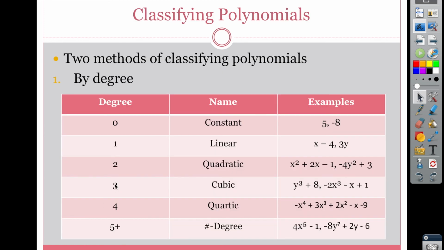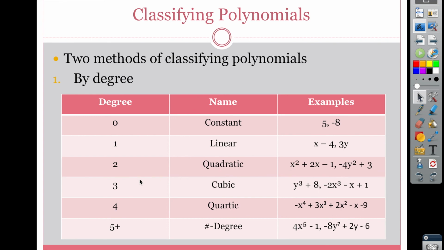Classifying polynomials. There are two methods of classifying polynomials. The first method is by degree. If something is to the 0 degree, it is a constant. Some examples are 5 and -8. If it's to the first degree, it is linear, meaning that there is an x and or a y, or one variable. If it is 2nd degree, then it is a quadratic.